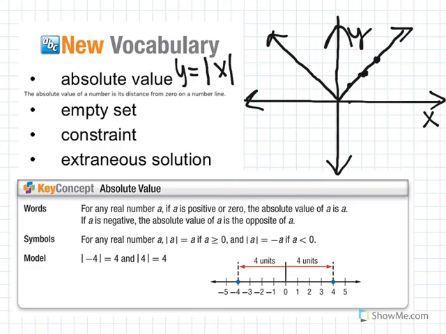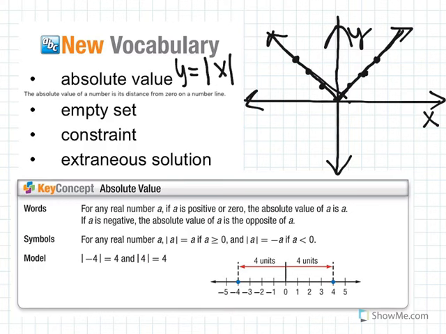And if you go in the negative direction, the absolute value of negative 1, meaning the distance from 0, is 1. So that's why we graphed negative 1, 1. Absolute value of negative 2 is still positive 2. Absolute value of negative 3 is 3. So hence, that's how we get this nice V function.